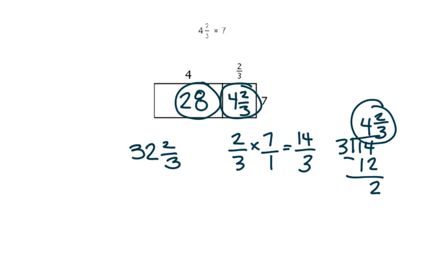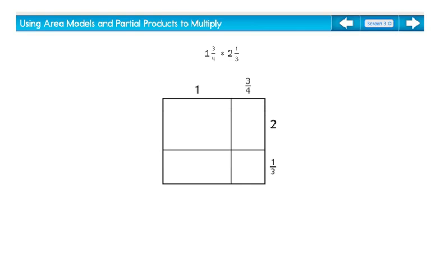Let's use that same process as we move. Let's do one more actually on our whiteboards. So we're going to take 1 3/4 times 2 1/3. Again, I'm going to divide the mixed numbers into a whole number plus a fraction on each of those. So set that up.